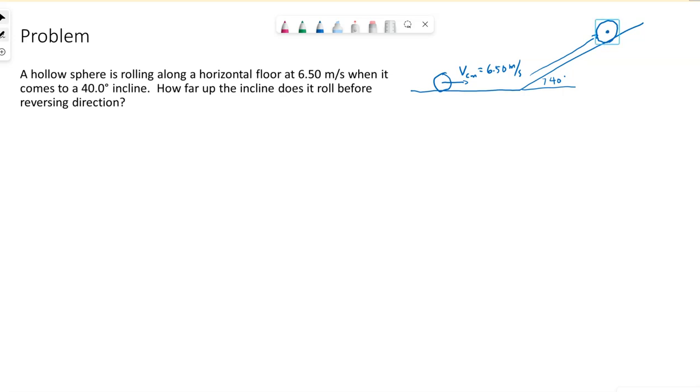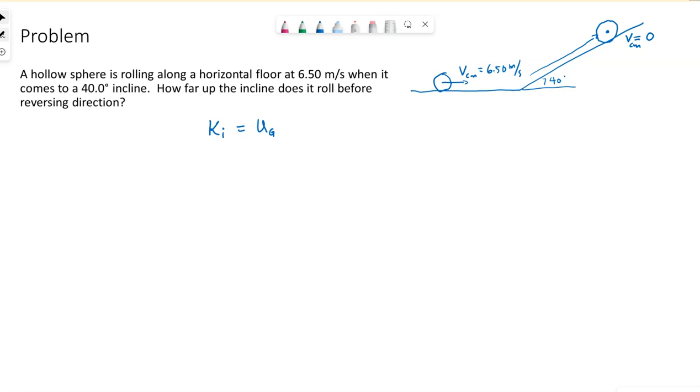So at this maximum height, the speed of the center of mass will be 0. It will stop for a split second. It's turning around, and it's going to roll back down the hill. All right, so conservation of energy. We can say that the initial kinetic energy this sphere has turns into gravitational potential energy.